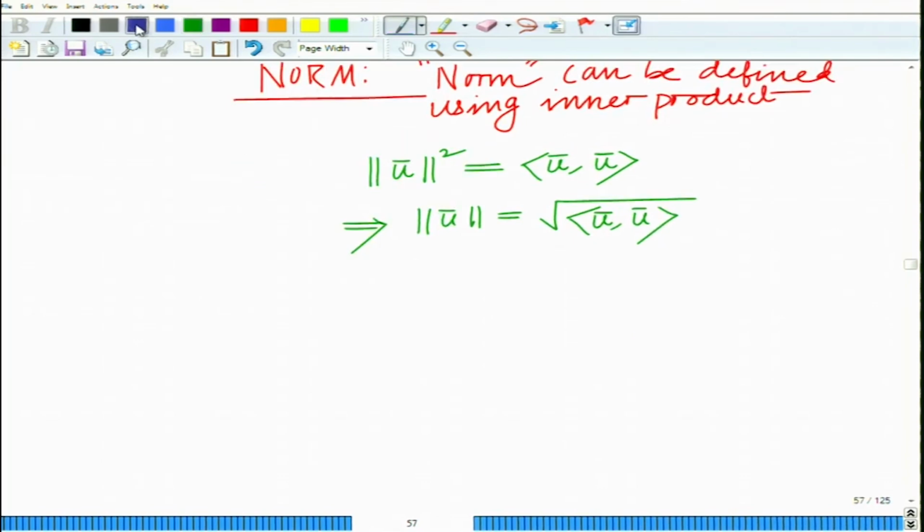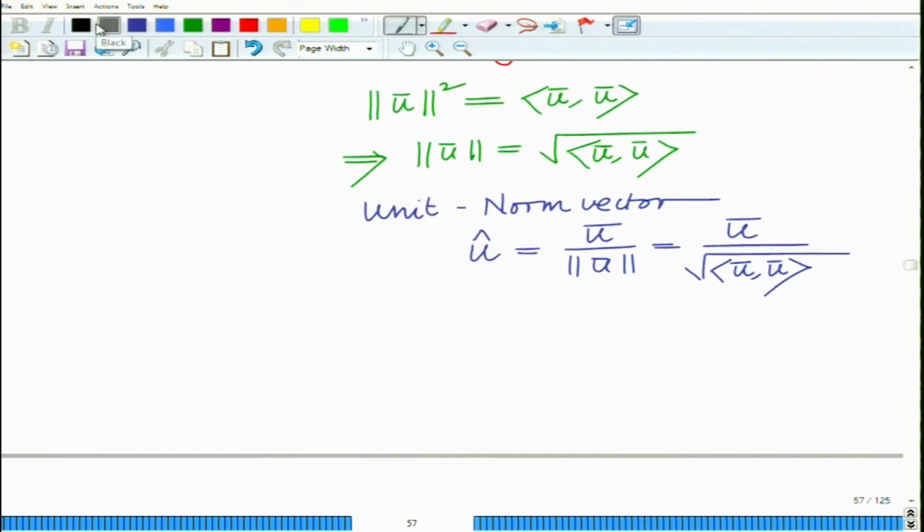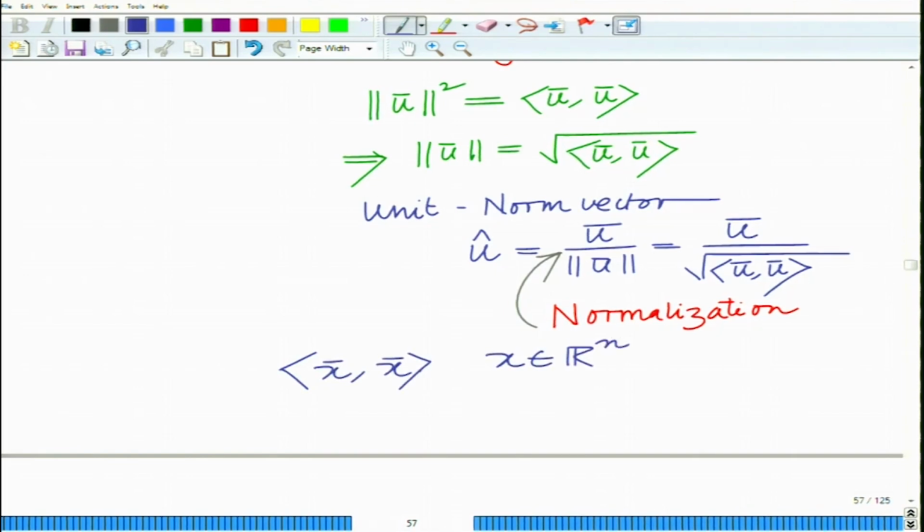And in fact the unit norm vector can now be defined as u hat equals u bar divided by norm of u bar, that is u bar divided by the square root of the inner product of u bar with itself. This process is also termed normalization, that is, when you divide a vector by its norm, you can say that the vector is normalized. And you can also see this is true for the standard inner product on Rn, that is, if you look at x bar comma x bar, where x bar belongs to Rn, and this is the standard inner product.